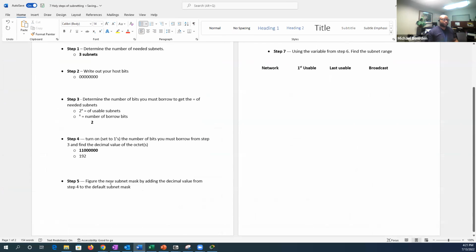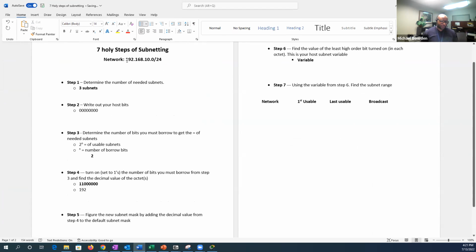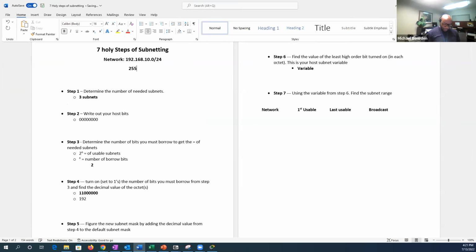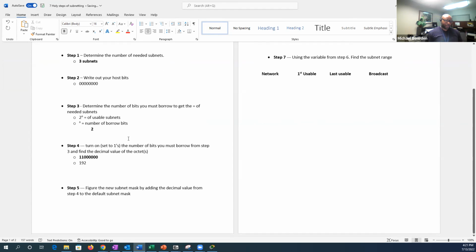Okay. So now we're going to move to step 5. We're going to figure out our new subnet mask by adding that decimal value from step 4 to the default subnet mask. Okay, so our default subnet mask, since we're using CIDR notation, and if we wanted to write it out, that's our default. So we need to take this default and add the decimal value we just came up with to that mask. So we're going 255.255.255.192.